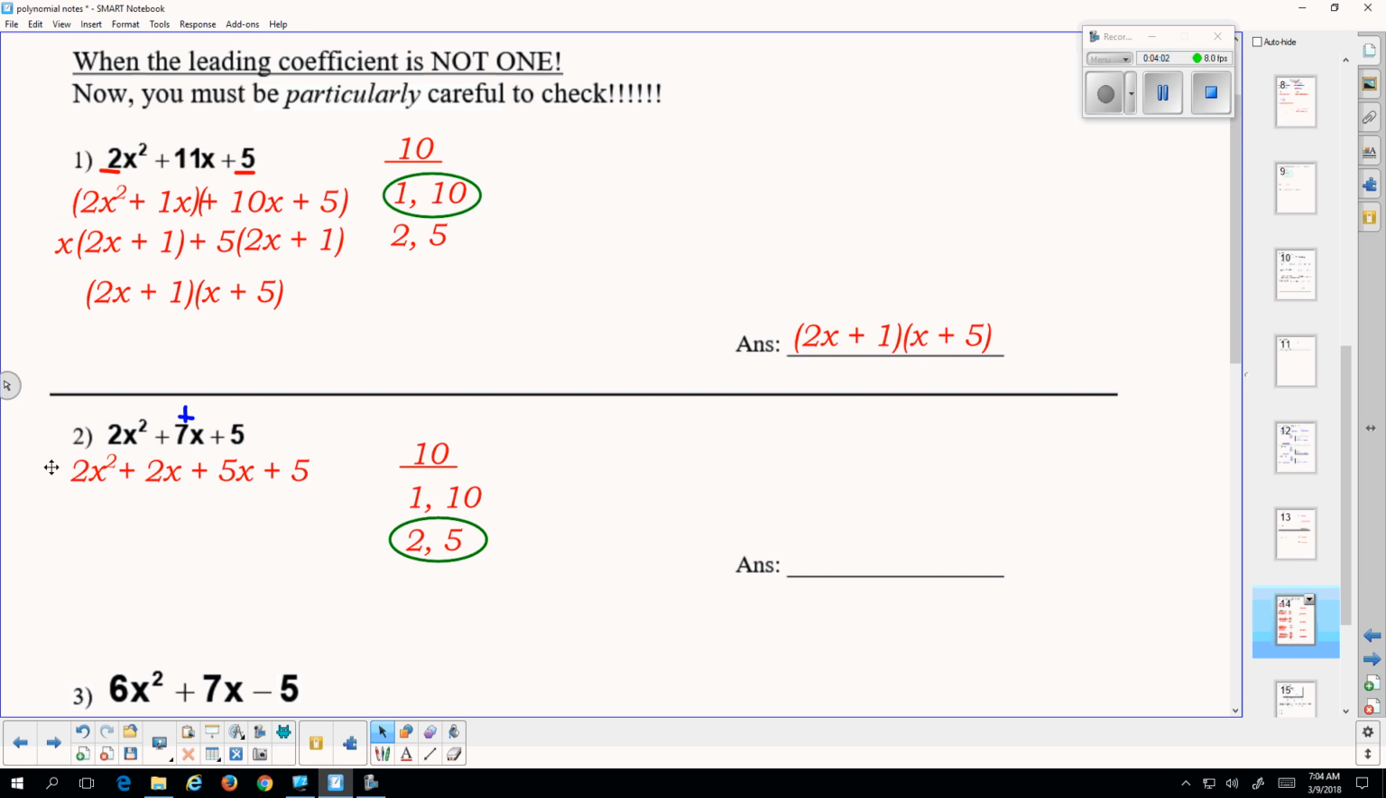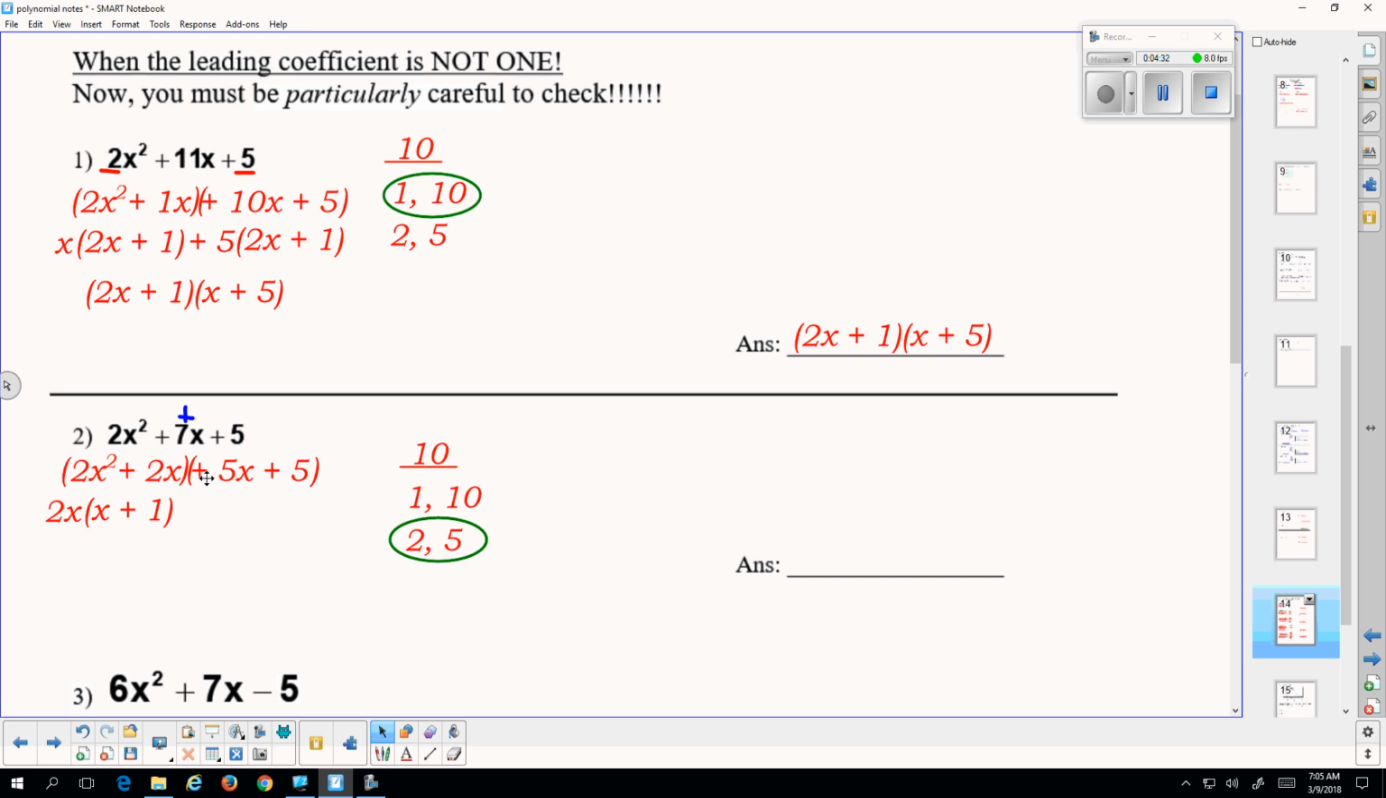Now, let's group everything. So there's the first half, and the second half. Now let's take the first half. The GCF of 2x squared and 2x. What would that be? That would be 2x. And then on the inside, when we divide, 2 divided by 2 is 1, and then we still have an x. 2 divided by 2 is 1, but that x goes away, so it's 1x plus 1.